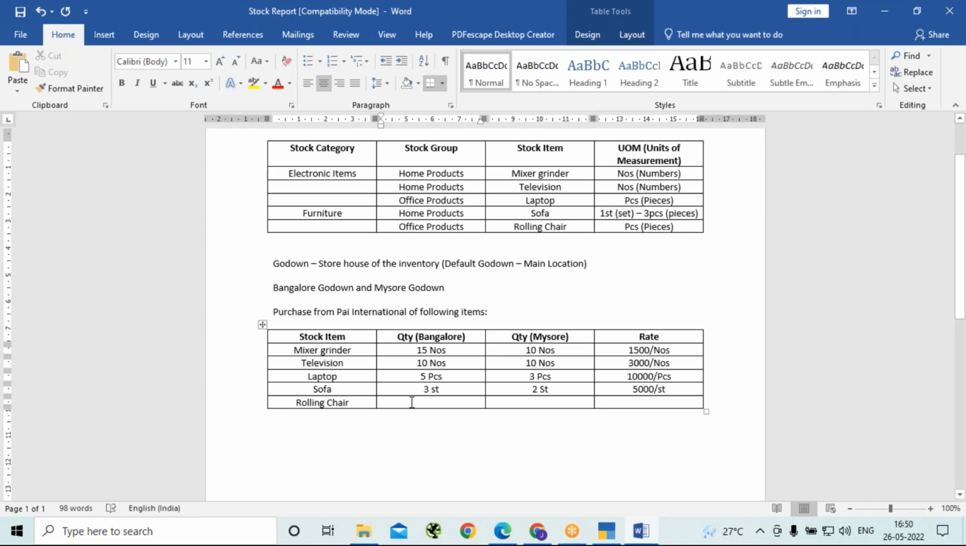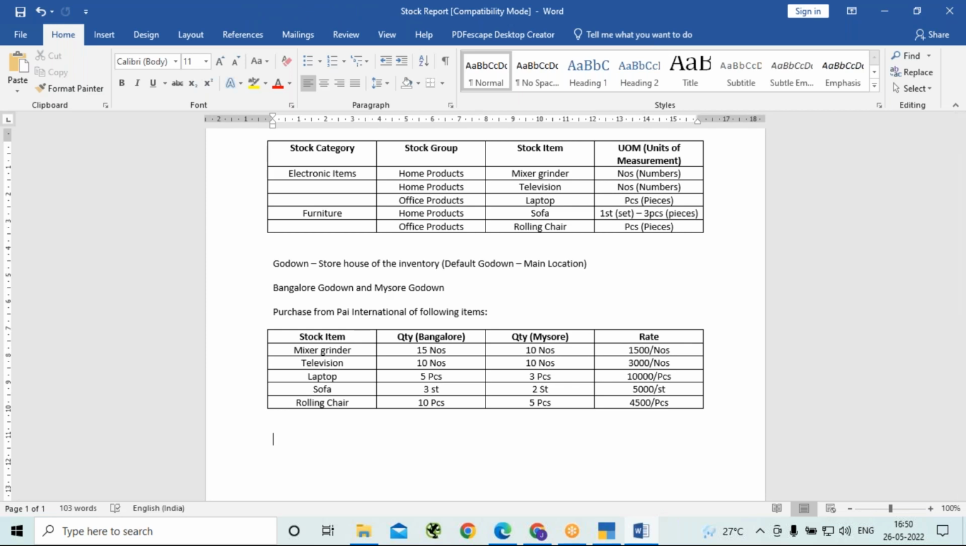Then the rolling chair. So let me have 10 numbers, yes, it's pieces. Then 5 pieces for Mysore godown. And each chair cost me 4,500 per piece. Okay, so let's assume that there is a purchase for this quantity.